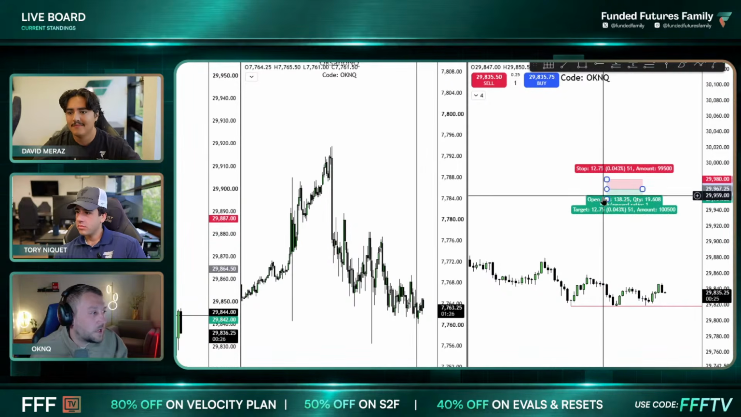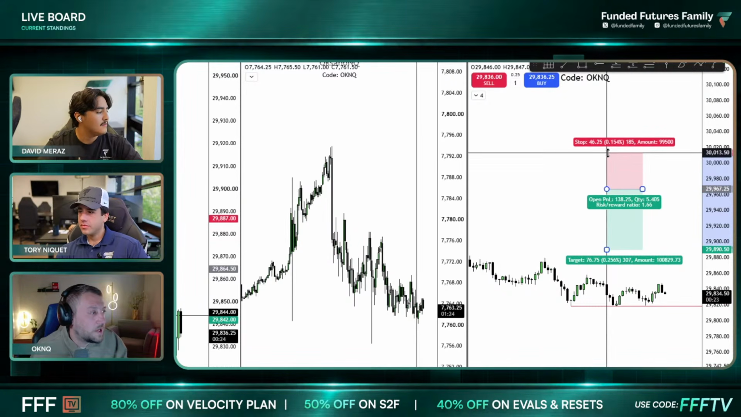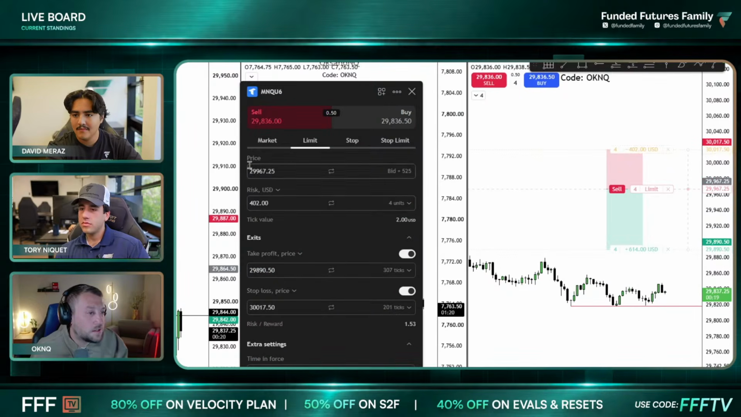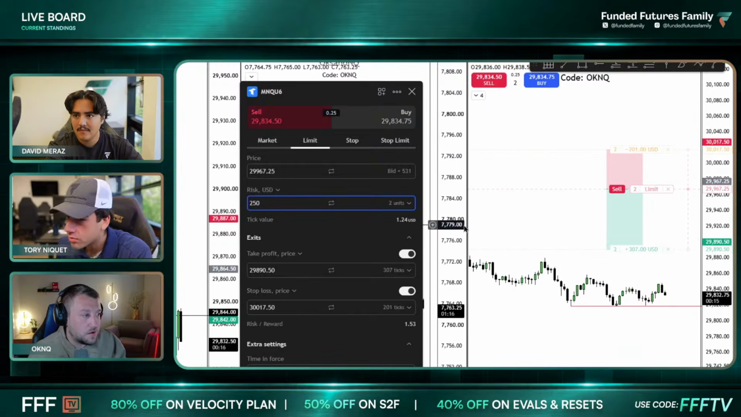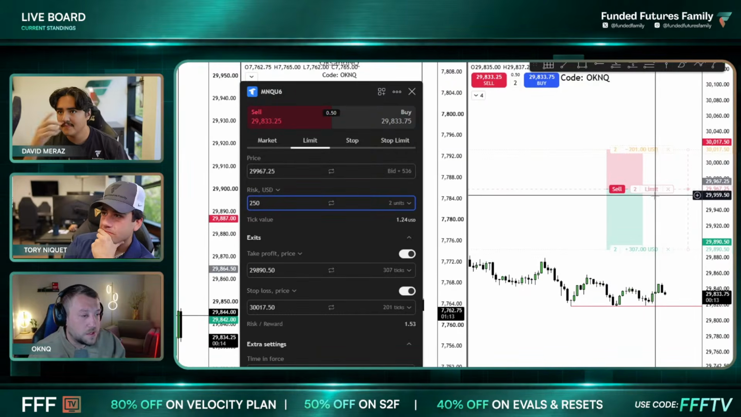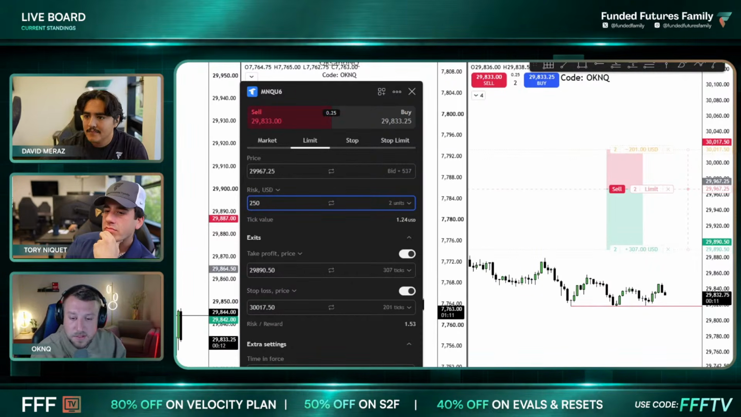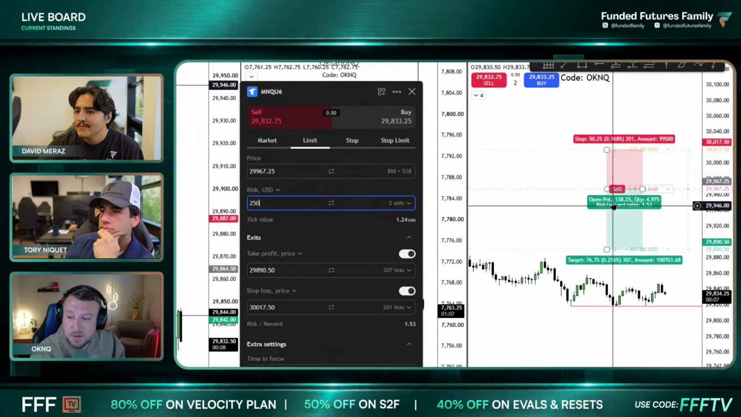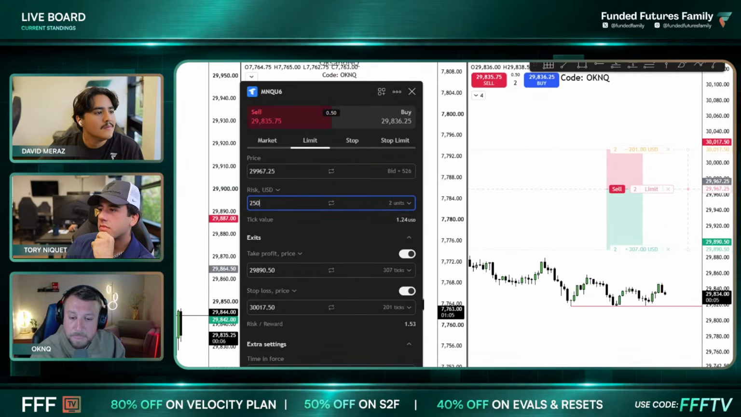You would calculate your risk using MNQ. Right click on this, create limit order. Say you want to risk $250 on this trade. It's going to tell you, okay, you can risk 2 micros on this trade. So definitely use the position tool to calculate your size, for any strategy.